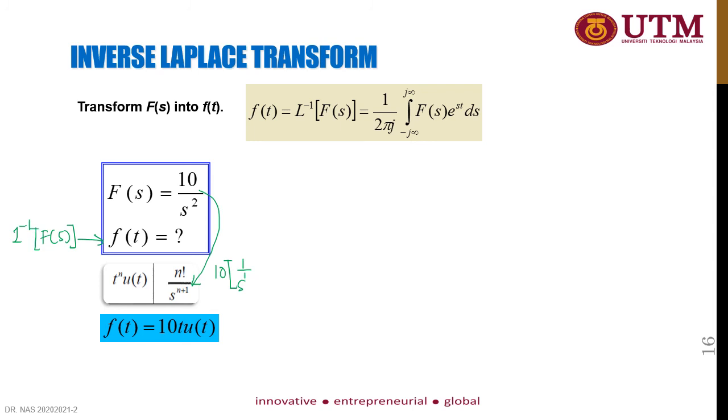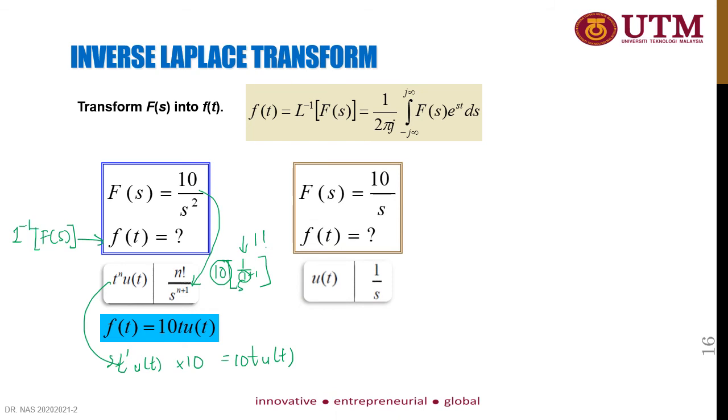So 2 equal to 1 plus 1. From here you know that your n equal to 1. So here is 1 factorial. Okay, so now you know your n equal to 1. So it is equal to t to the power of 1 u(t). Okay, and don't forget you have 10 here, so it is multiplied with 10. So it is 10 t u(t).